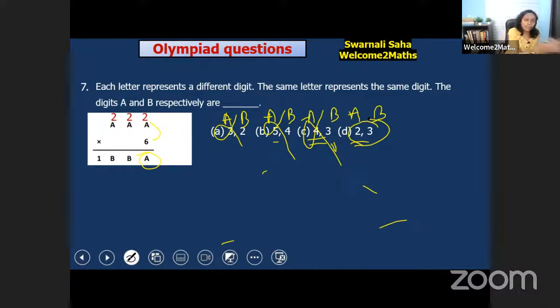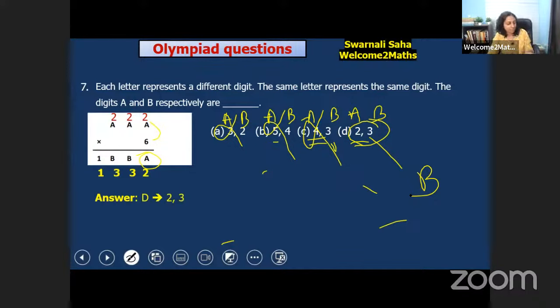222 into 6. Whenever you multiply 222 by 6, you will get 1332. And you see here the value of B is 3. So is it A, B, B, A? The same thing, A, B, B, A. That means 2, 3 would be the answer. Option D is the right one, 2, 3.